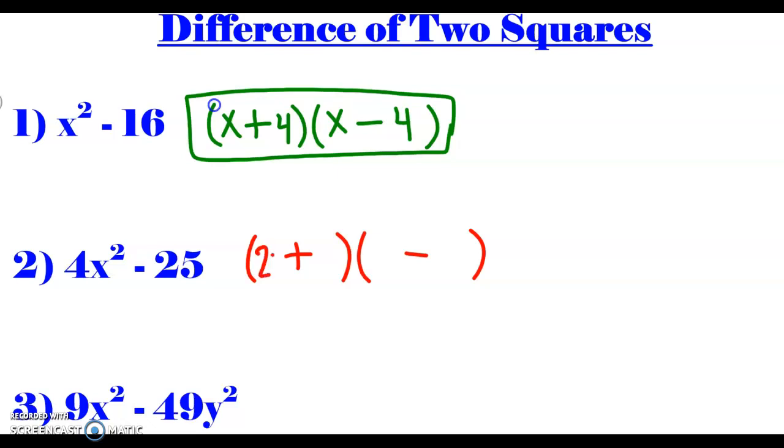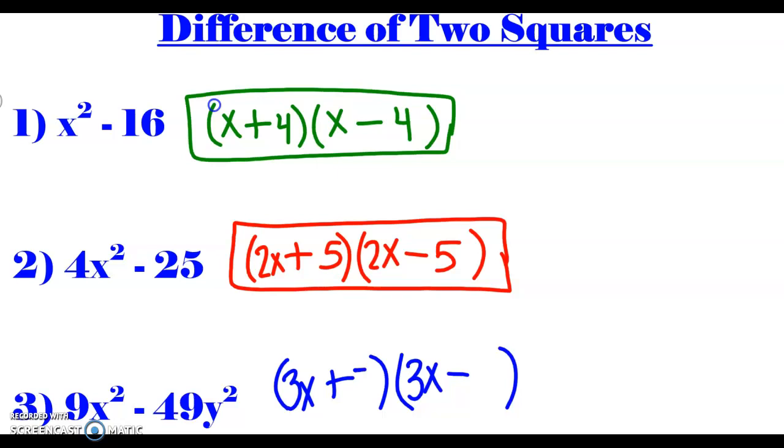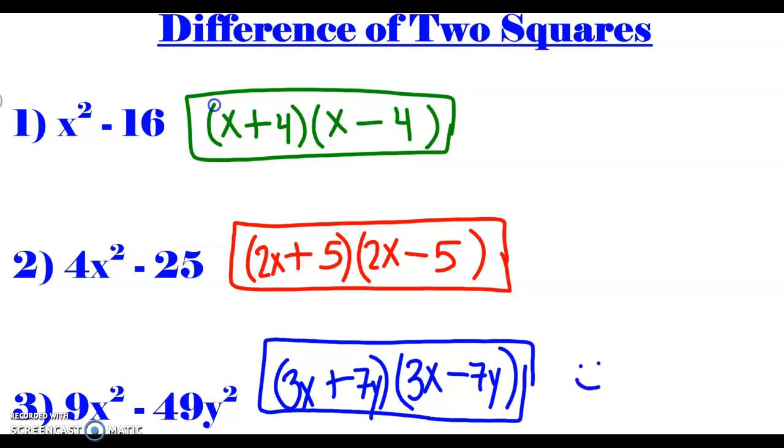4x squared, what's being squared would be 2x. 25, what's being squared is 5. So 2x plus 5, 2x minus 5. 9x squared minus 49y squared, difference of two squares. So 9x squared, you're squaring 3x. 49y squared, you're squaring 7y. So 3x plus 7y, 3x minus 7y. Difference of two squares.